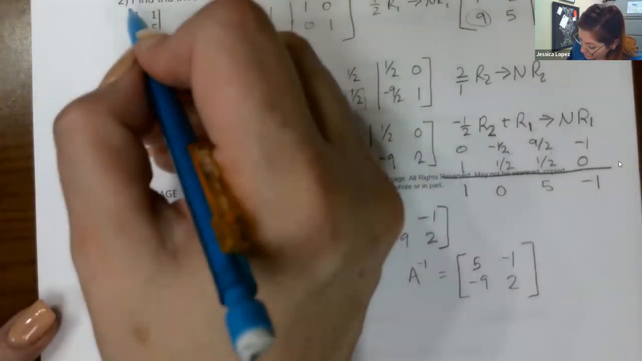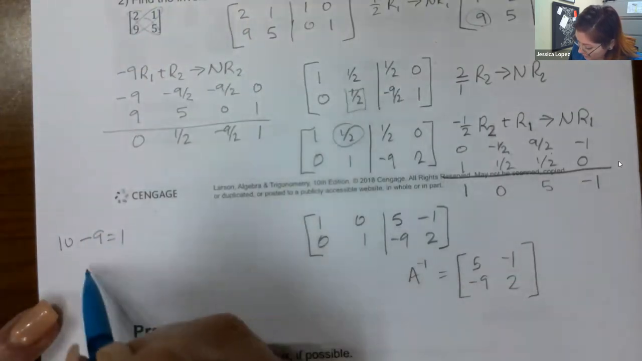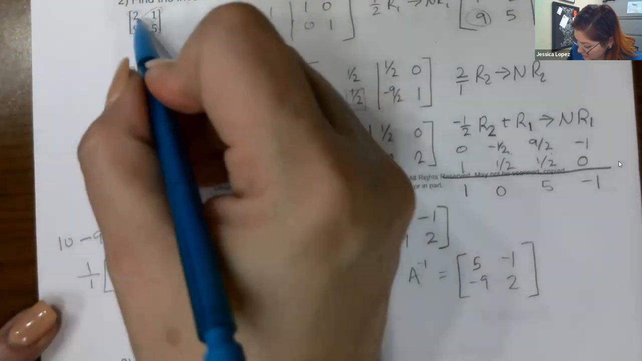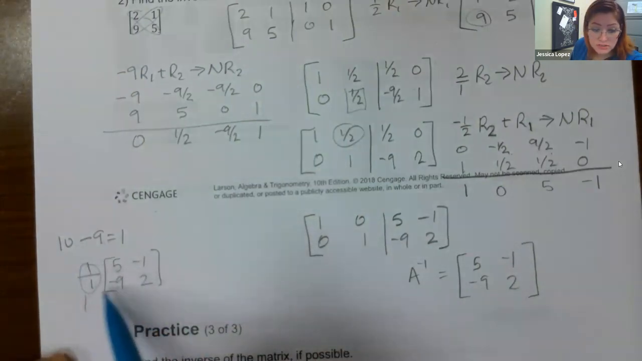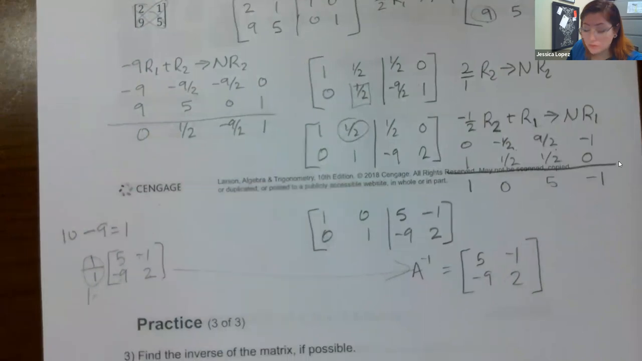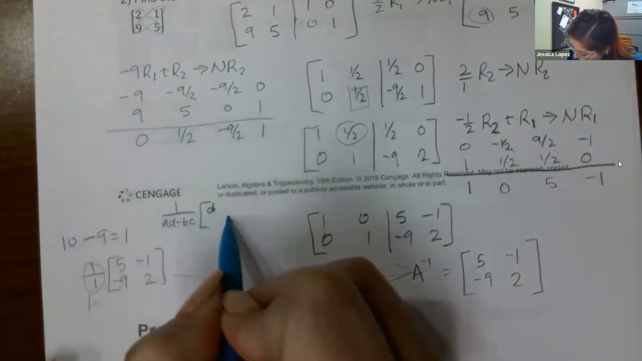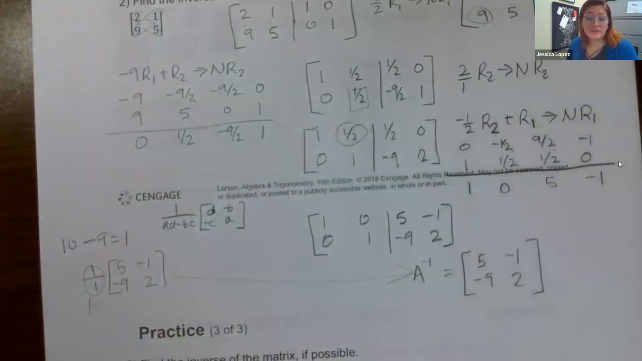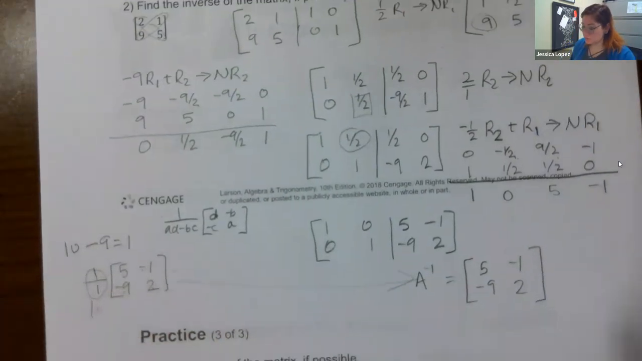You could have also used the shortcut to get the answer, right? If we do this product, that's 10 minus this product, that's 9, I get 1. And so you have 1/1, and then these guys switch 5 and 2, and these guys change signs, -1, -9. That's just a giant 1. And when I multiply each of these guys by 1, don't I get the exact same thing? Okay. So you could have done it using this formula, and you would have gotten the answer a whole lot faster. But I do want to keep practicing with this row operation because it will be important.